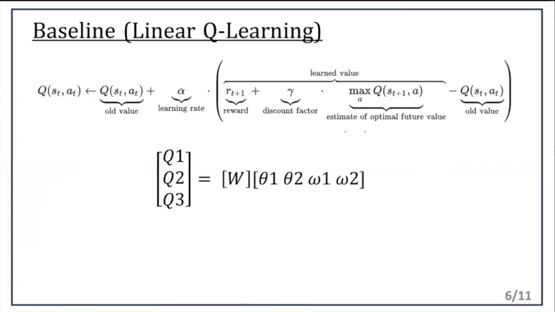For my baseline model, I opted for linear Q-learning. I had a weight matrix that was multiplied by the state values I'm receiving from the simulation, and then by updating these weights through the above Q-learning loss function, I had different values for Q for each action. So Q1 through 3 represents the value of each state at a specific action.